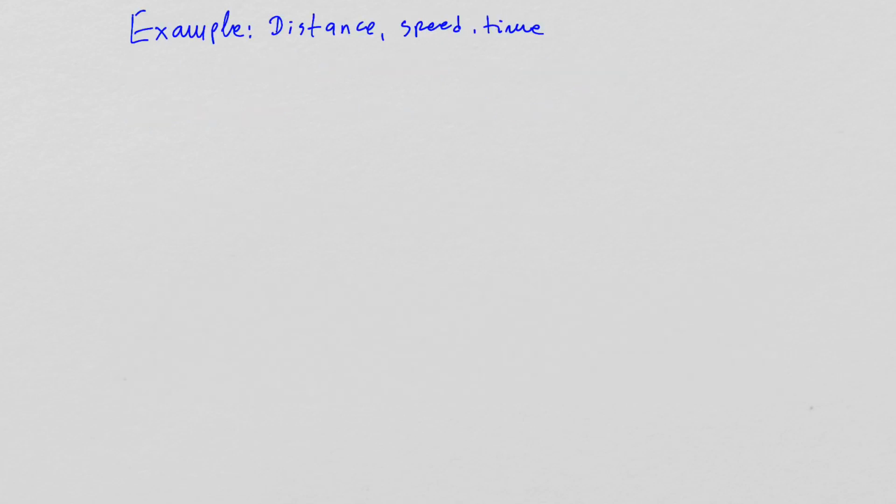Let's look at the following example for a formula. This would be the formula that relates the distance an object travels with the speed with which the object travels and the time of travel. So we know that the distance is equal to speed times time. For example, if a car travels at 30 miles per hour for 2 hours, it's going to cover a distance of 60 miles. Now, this relationship is expressed with the words that describe these quantities.